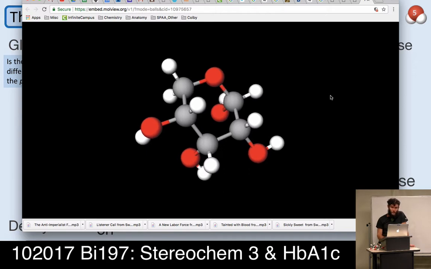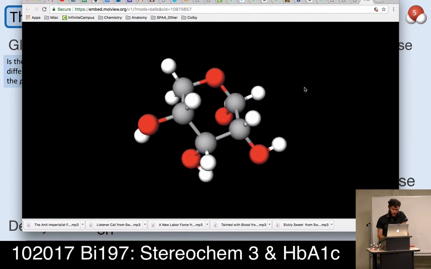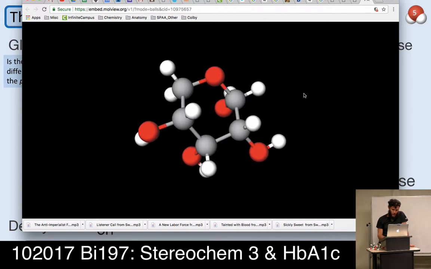But there are 3. So there's a 5-membered ring. One of the members of the ring has 2 substituents, 2 hydrogens on it that are of course identical, and that's not going to be chiral, but the other 3 are. The other 3 are. All right. Let's see if that holds in the pyrano form. So what do we have here?